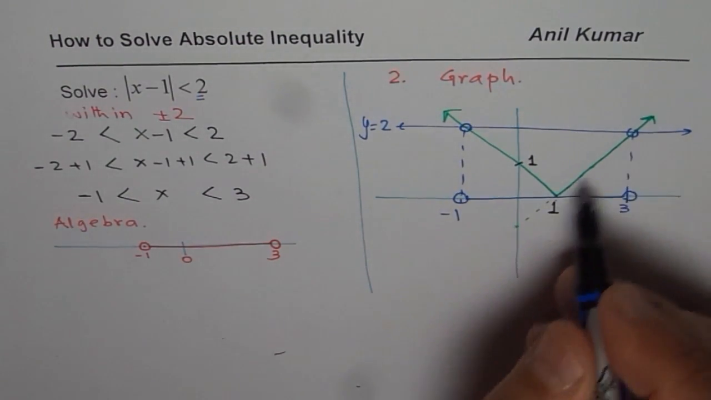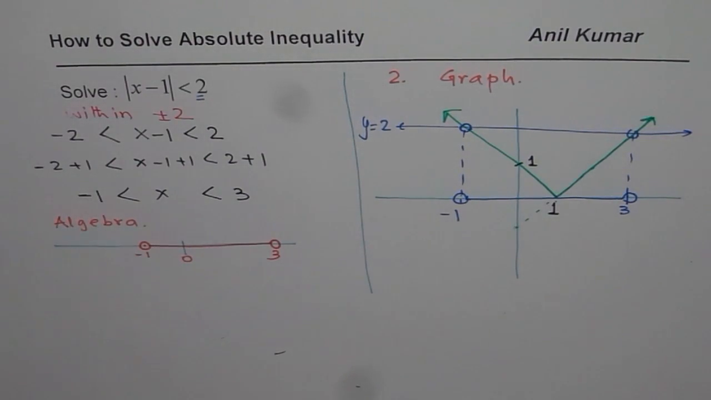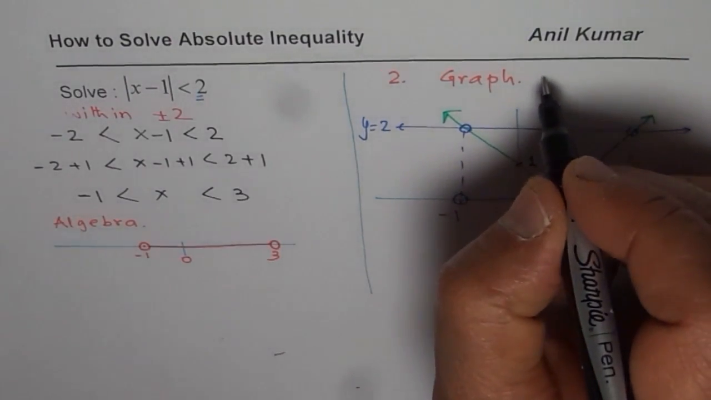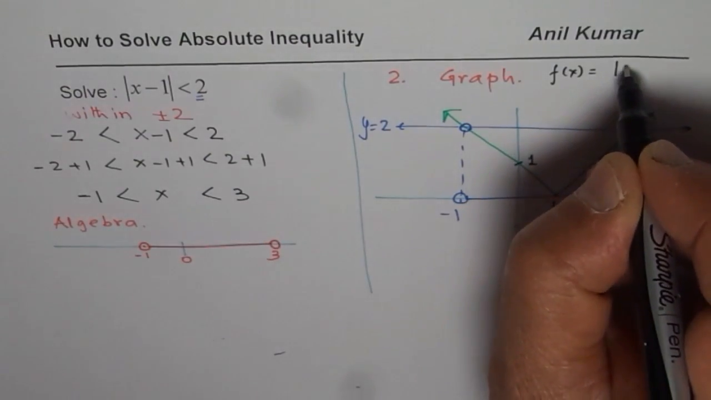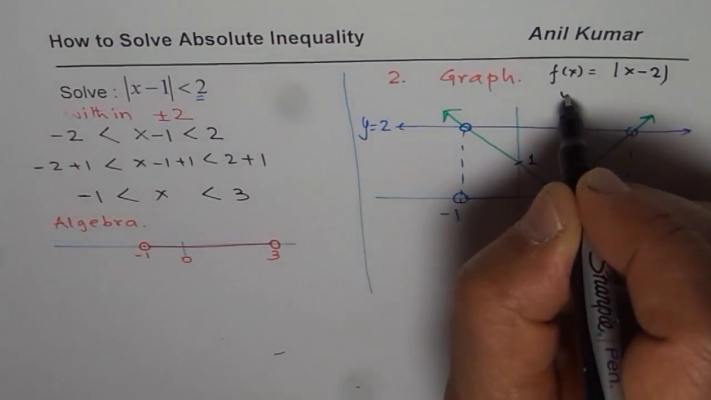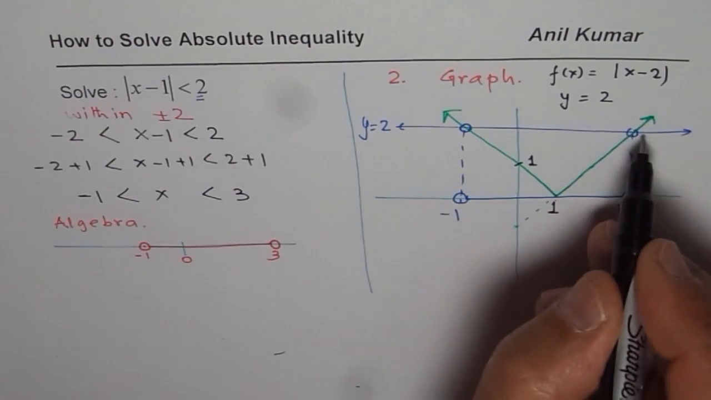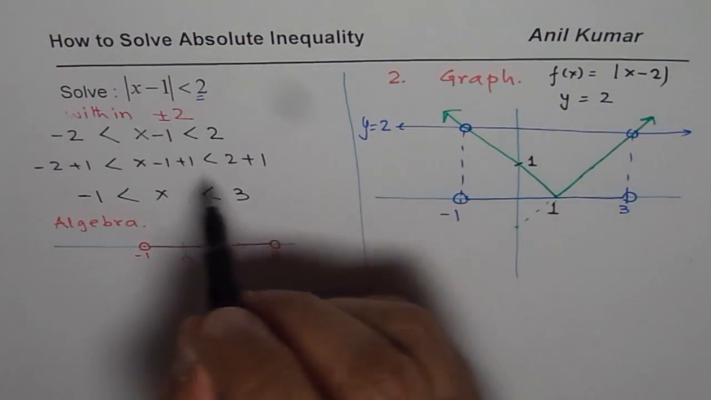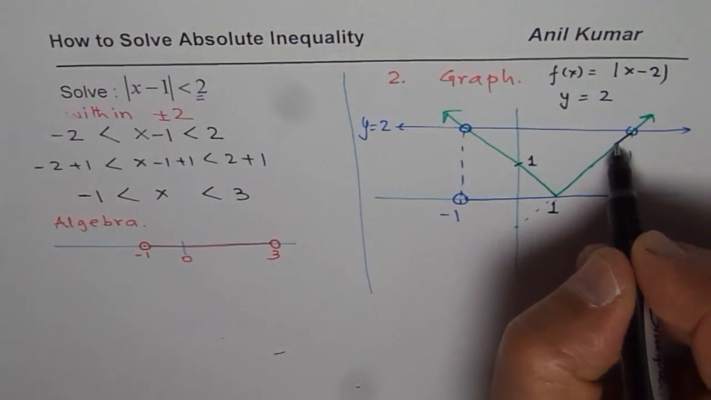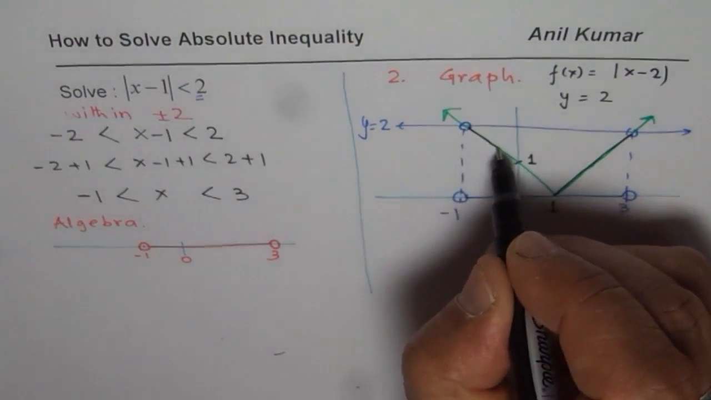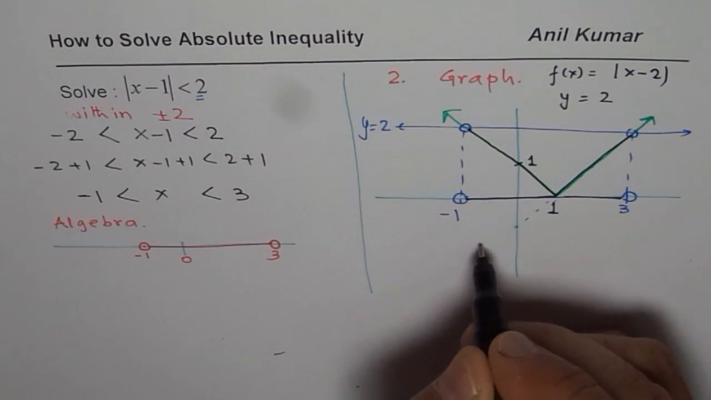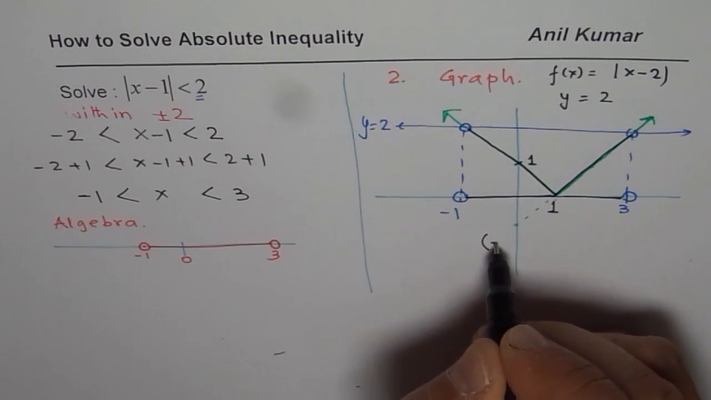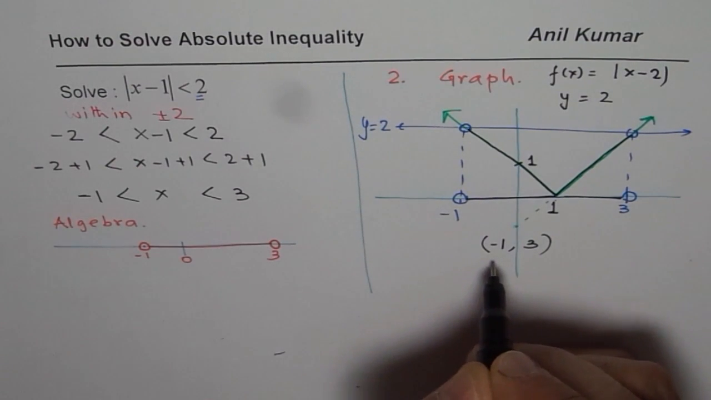Do you see that? So graphically, you could sketch a graph. In that case, you have to graph two functions. So you can graph the function f(x) = |x - 1|. You can graph y = 2. Find the point of intersection. And the portion which is less than 2 is the portion here, right? Less than 2, which is represented on the x-axis as between -1 and 3. So that becomes the solution, right?